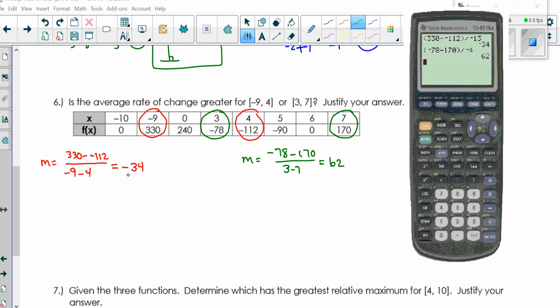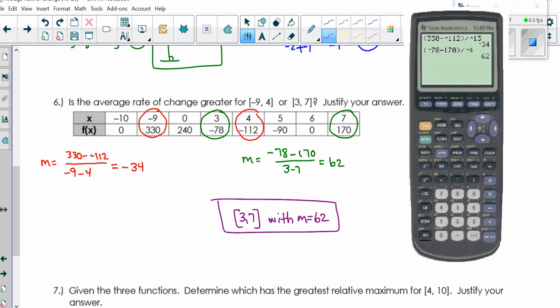The negative does not matter. All the negative means is that we're going down 34 versus up 62. So don't think about it as like negative 34 is smaller than 62. We just care about 34 is smaller than 62. So which interval has the greater rate of change? We're going to say the interval 3, 7 with m equals 62. Okay. Again, you can't make this and have it justified unless you actually find the rate of change for both so that you can compare.